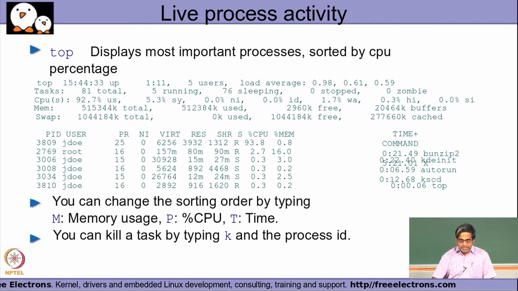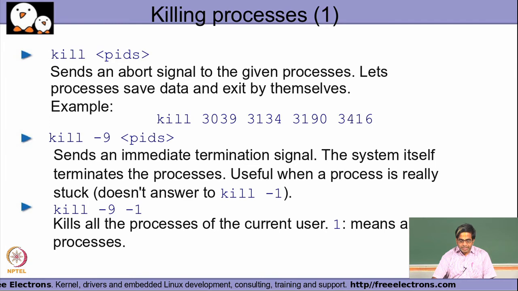If I want to kill a particular task which is listed in the top output, I could just press the key K followed by the process ID, and it will try to kill that process, assuming that the person has permission to kill it. Otherwise, I could also get the process killed by using different commands. I could use kill followed by the PIDs. The kill command followed by the PIDs will try to send a kill signal to each of those PIDs.